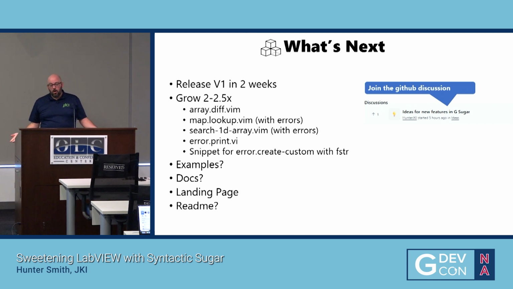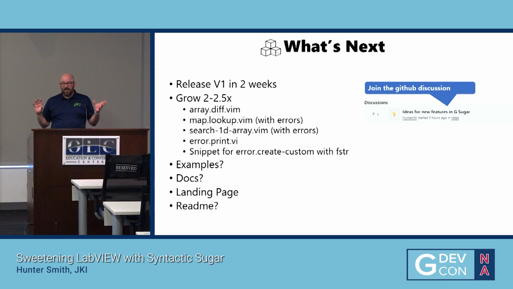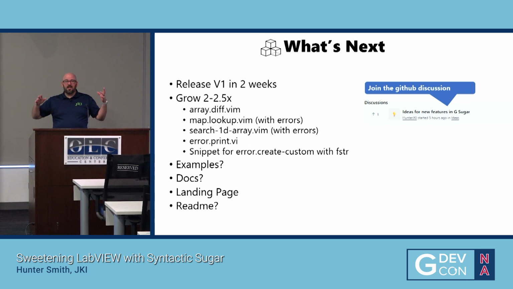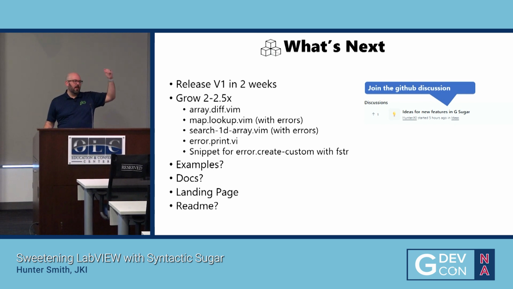My goal is to grow GSugar by about 2 to 2.5 times. Right now we have 14 functions. I think 25-ish sounds like a nice full palette. I don't think it needs to be 50. I think 25's scopable. Some of the ideas I have: array.diff, where you wire in 2 arrays and you get elements only in 1, elements only in 2, and elements that are common. I have an implementation of that I don't love. That's why it didn't make the first cut.